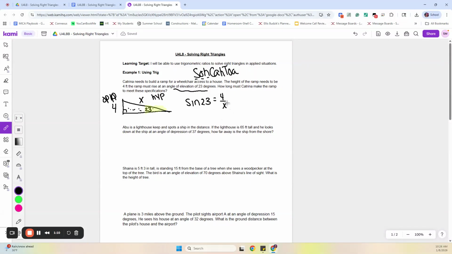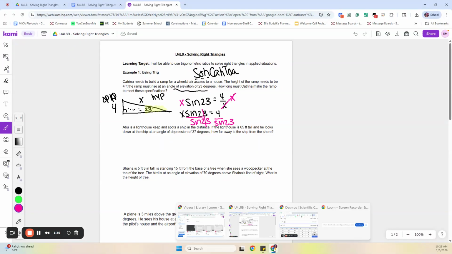Now here I'm missing a side length, so I'm going to multiply by my denominator just like I did in the last unit. So multiply by x, multiply by x. Then I get x sine 23 equals 4. I need to get that x by itself so I can divide out the sine 23. And then we're going to enter that into our calculator.